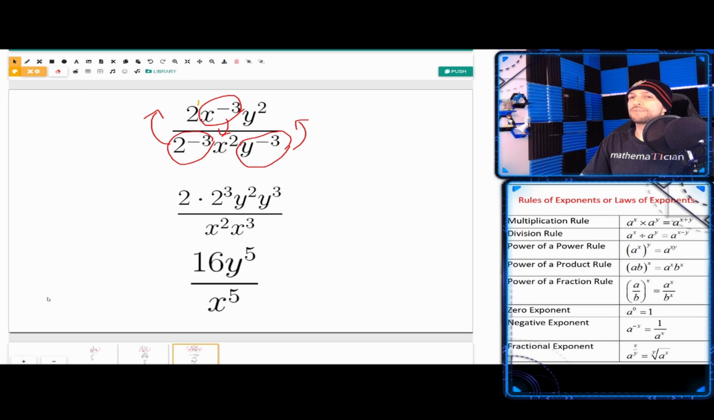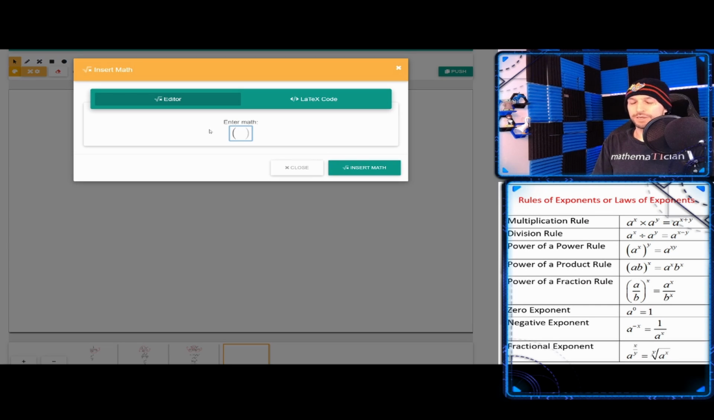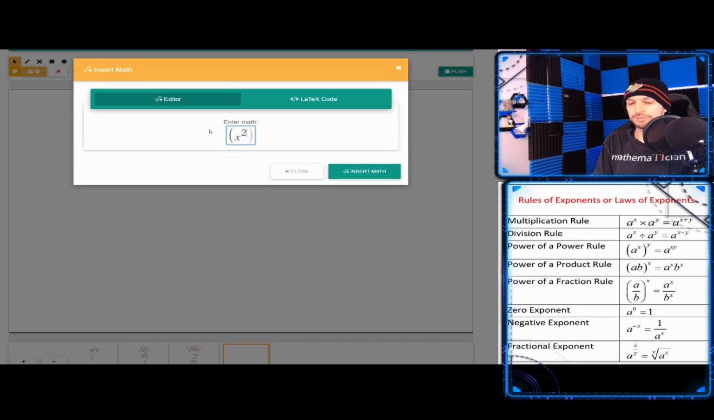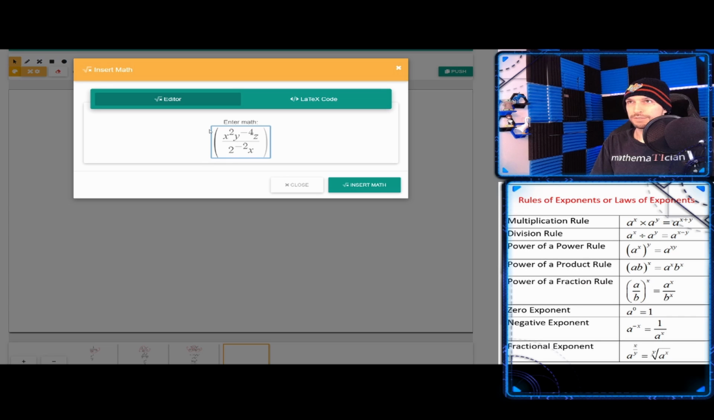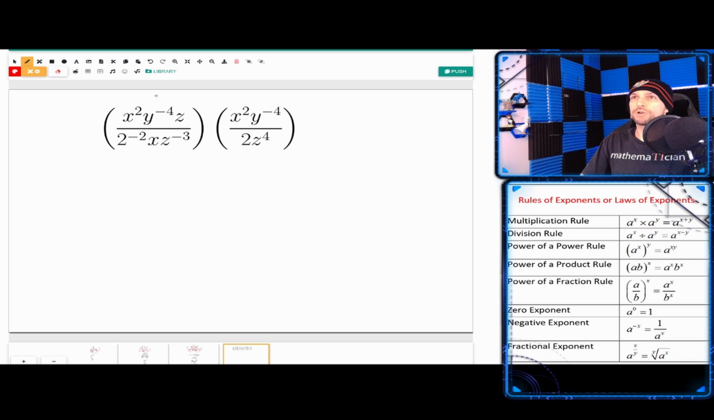Let's do one more difficult one. For my difficult problem, I'm going to be multiplying two fractions. x to the 2, y to the negative 4, z divided by 2 to the negative 2, x, z to the negative 3, times x squared y to the negative 4th over 2z to the 4. This looks more complicated than it really is. Again, first step, we're just going to identify all the negative exponents that need to be moved. We'll simplify from there.